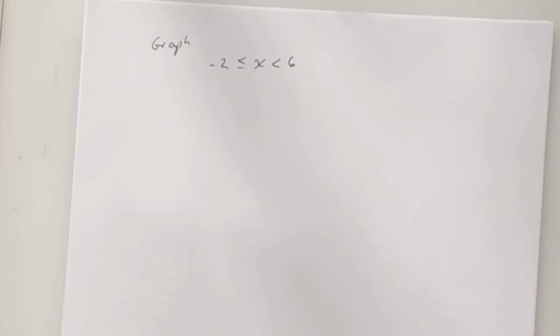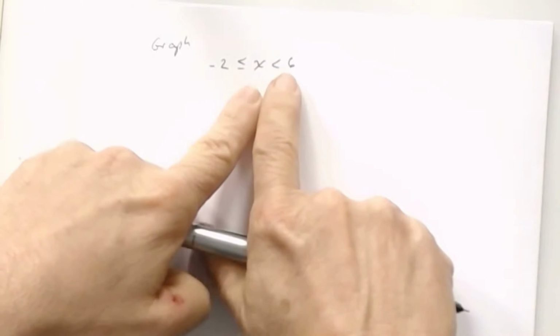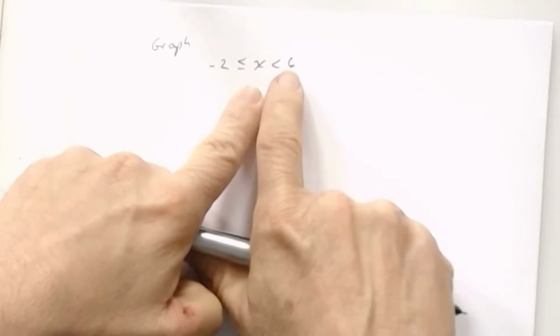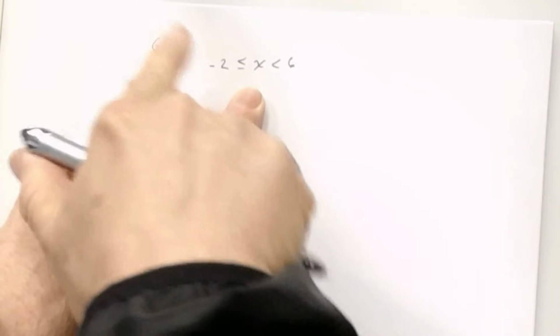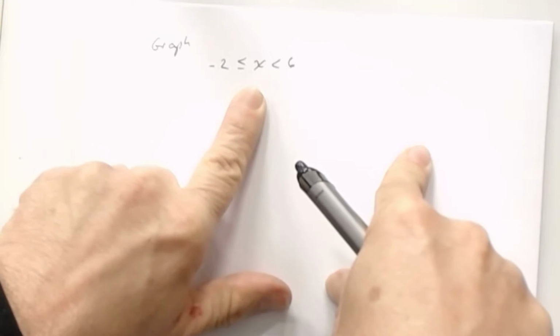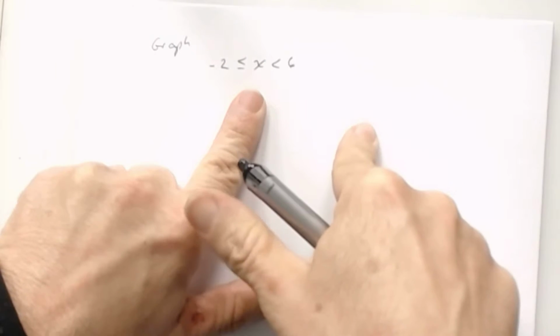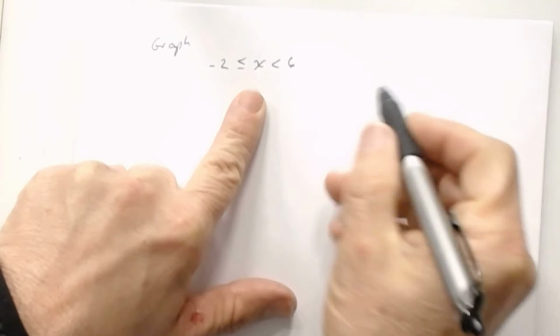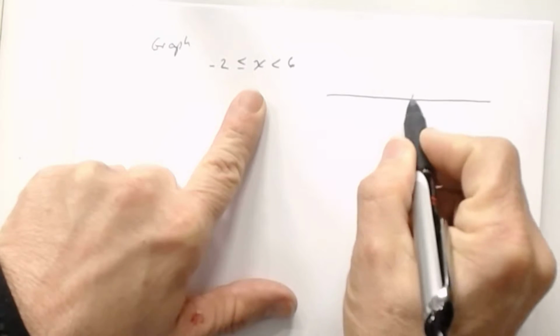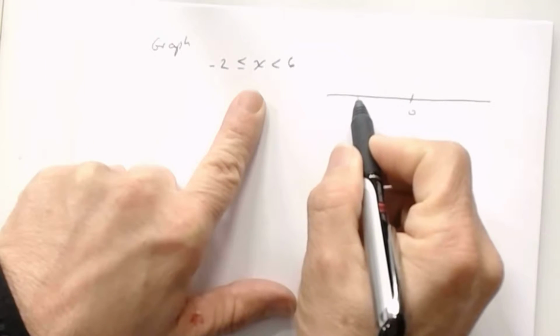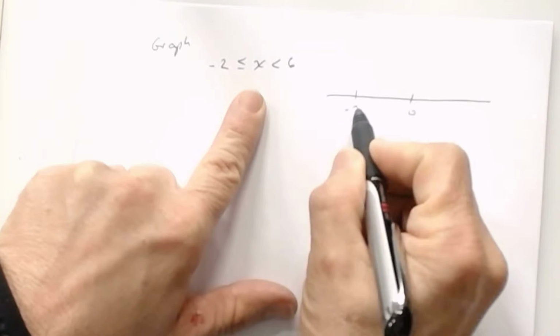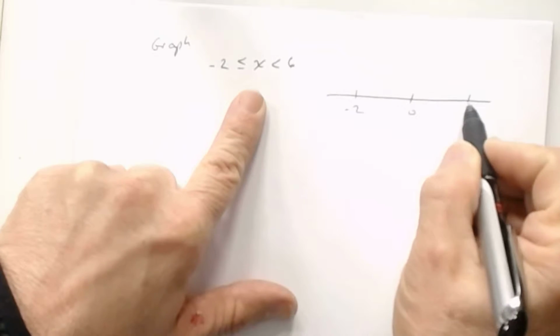Okay? So what this is saying is that my x's, my solutions, must be between what two numbers? 6 and negative 2, or negative 2 and what? 6. So all my solutions are between negative 2 and what? 6. So on the number line, if this is 0, I am going to need a negative 2, and I'm going to need a what? 6.